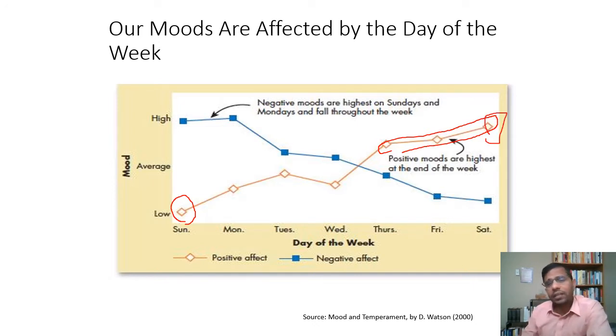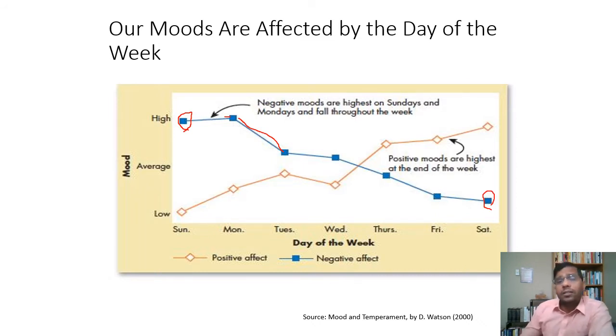The negative mood almost takes an opposite pattern. We are most negative on Sunday because again we are dreading the Monday, the work week. But as the week progresses, our negative affect kind of declines, and we are least unhappy on Saturday, pretty much similar to Friday. So what do these graphs tell us? It tells us that our moods change. They are not fixed.